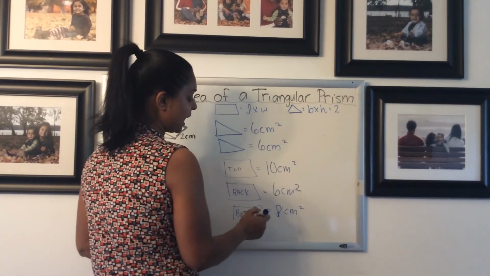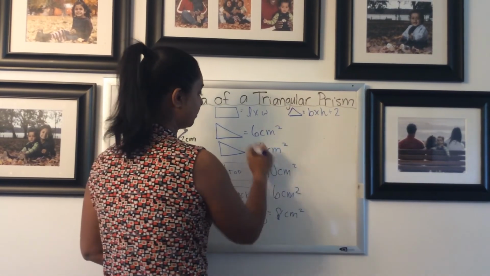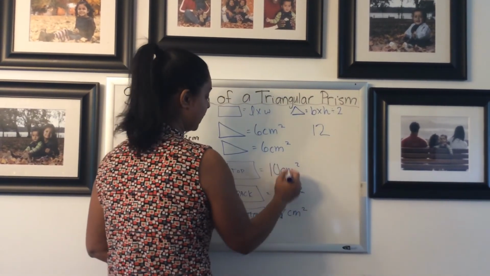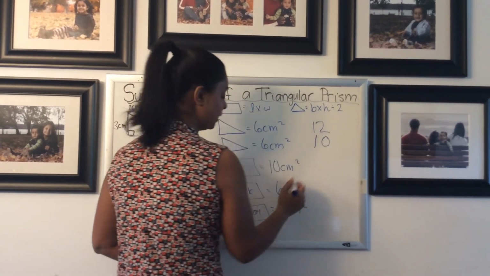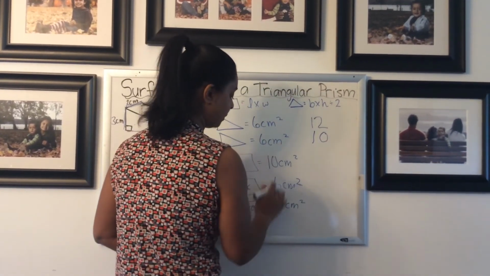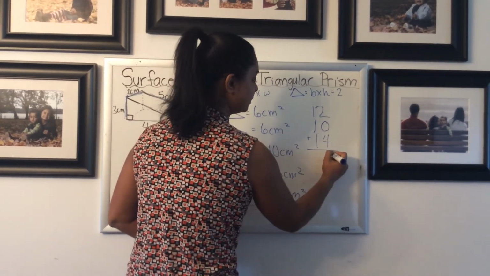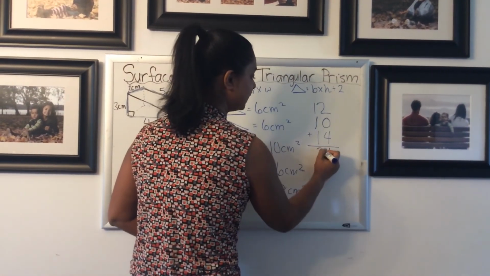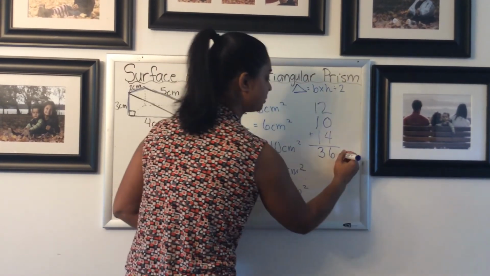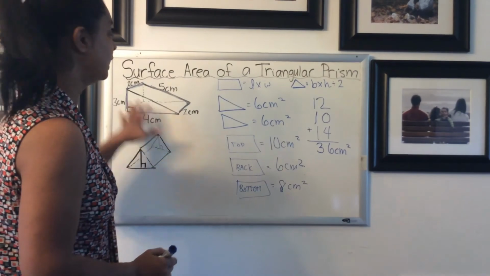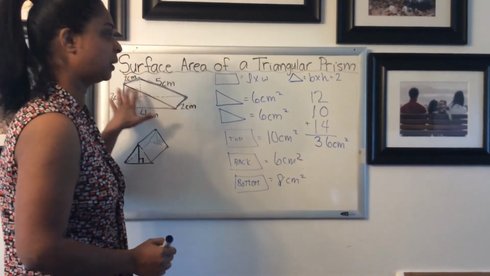Okay, now I'm ready to add this all up. I'm going to put those 2 together for 12. I always like to do mine in a tower in standard algorithm, just to make sure. I'm going to go ahead and put those together for 14 and add them up. In case there's regrouping and things, I want to make sure that I'm doing my calculations properly. And this has a total surface area of 36 centimeters squared.